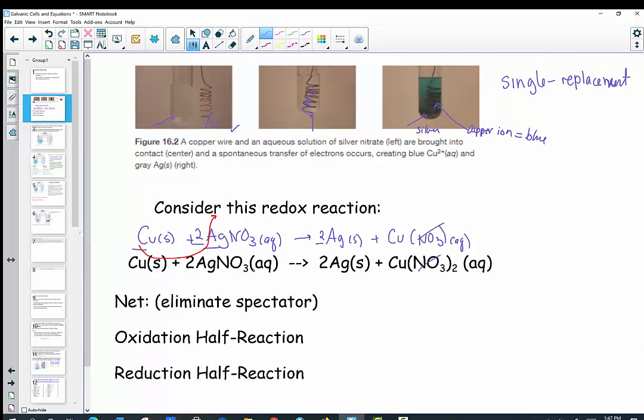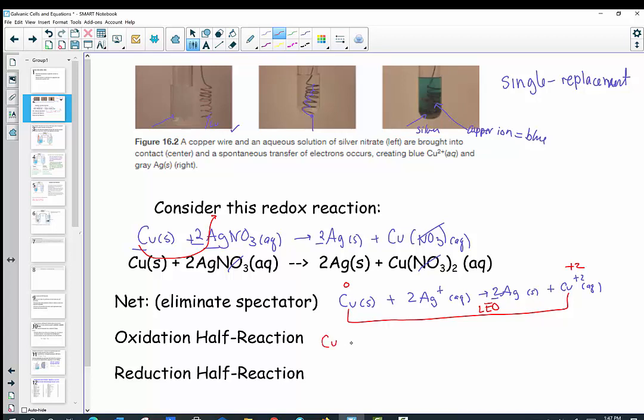When we eliminate the spectator nitrate, we could see that the redox reaction shows solid copper reacting with aqueous ions of silver to form solid silver and pulling the copper into solution as the copper ion. So our balanced equation where we eliminate the nitrate simply shows a transfer of charge. The copper started at oxidation state 0 and went to a +2. We know that that is a loss of electrons called oxidation.